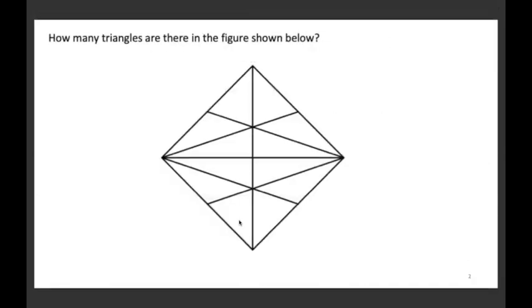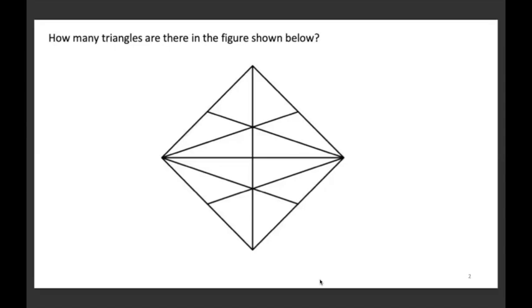The first question for the day: you're given a diagram, a figure here. You have to find how many triangles there are in the figure shown below. You have to find how many triangles are there in the figure which is shown here. Okay, we'll solve it now.